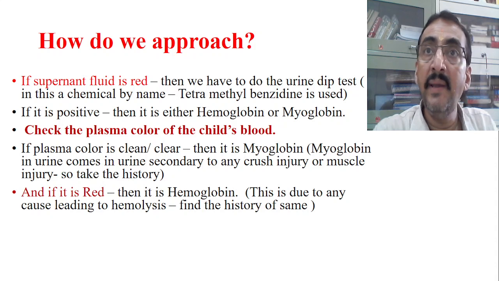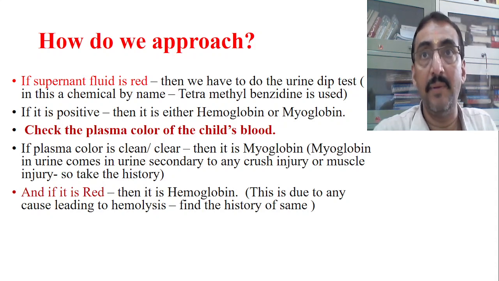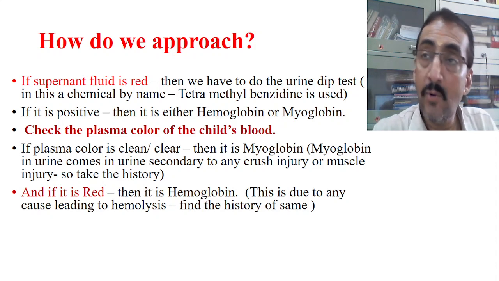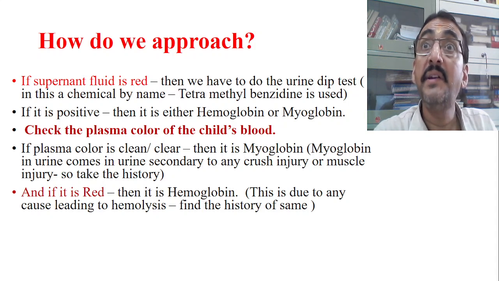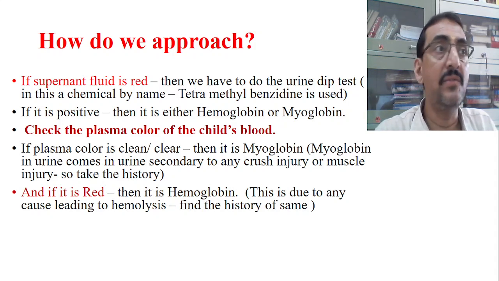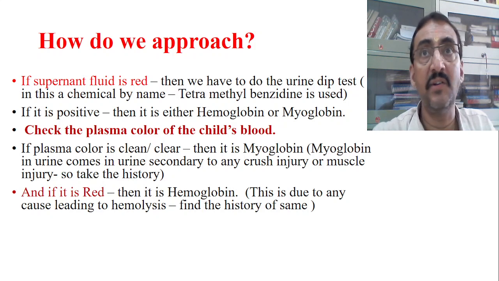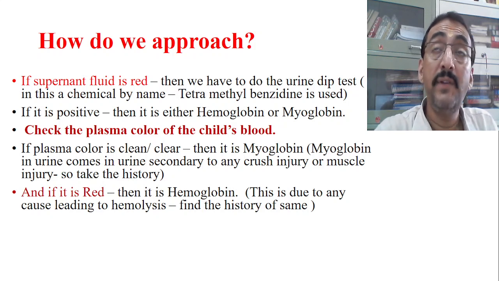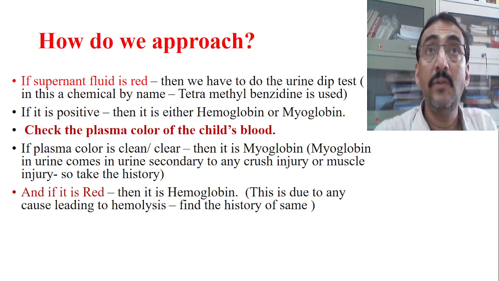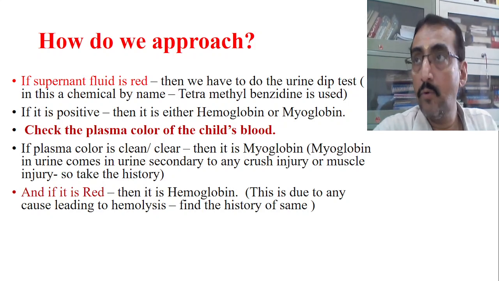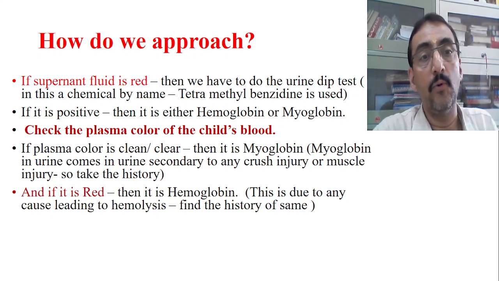RBCs coming means somewhere active bleeding is taking place. Only hemoglobin is coming means RBCs are destroyed. Excessively RBCs are destroyed, therefore hemoglobin is released into the blood. Anyway, so if the dip test is positive, then two possibilities are there. Either it may be hemoglobin or it may be myoglobin.